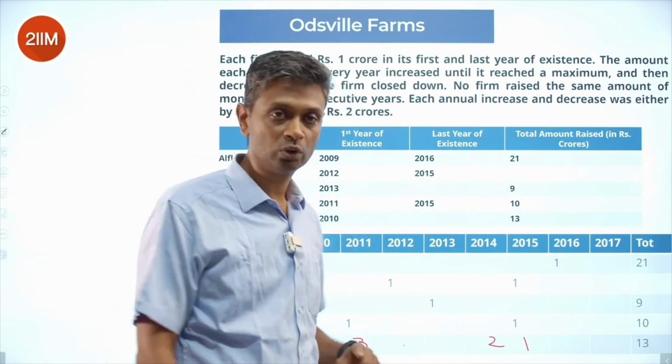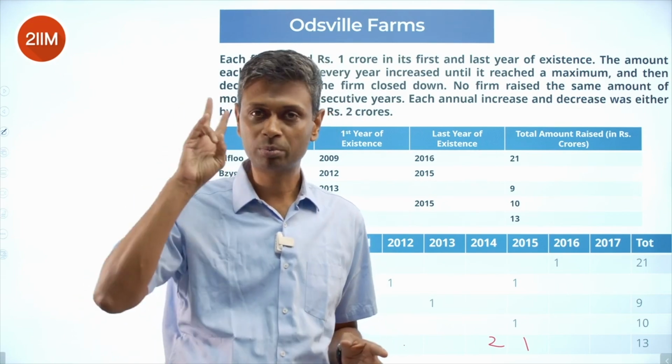So 1, 2, 1, 2. 1, 2, 3, 4, 2, 1. 1, 2, 4, 3, 2, 1. Those are my only 2 possibilities.